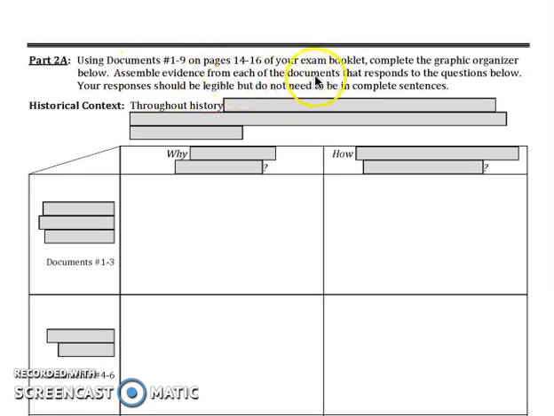Assemble evidence from each of the documents that responds to the questions below. Your responses should be legible. We should be able to read them, but they do not need to be in complete sentences. This is great. This means that in these boxes here, you need to write so we can read it, and you can also bullet point.